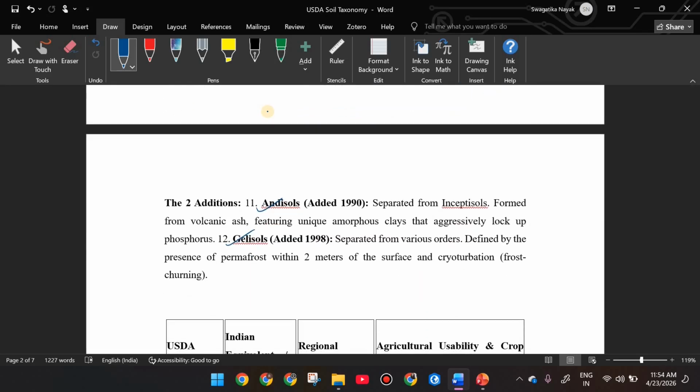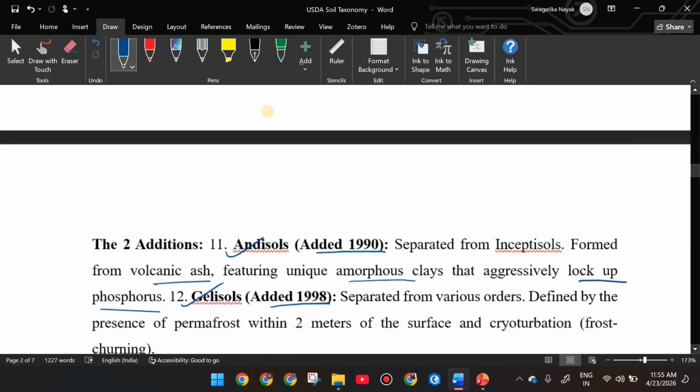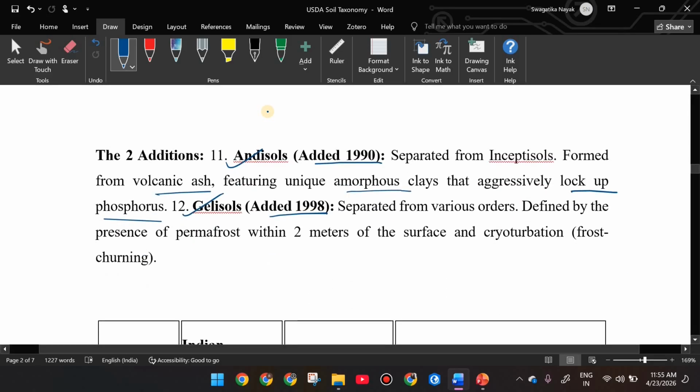Now let's look into the Andisol and the Gelisol. Andisol, added in 1990, separated from Inceptisols, formed from volcanic ash, featuring unique amorphous clays that aggressively lock up phosphorus. And the 12th and last one is the Gelisol, added in 1998, separated from various orders, defined by the presence of permafrost within 2 meters of the surface, and cryoturbation, which is frost churning. Churning means mixing.